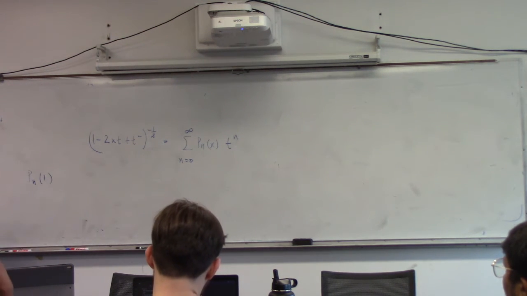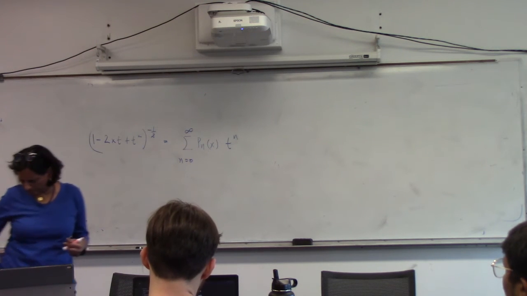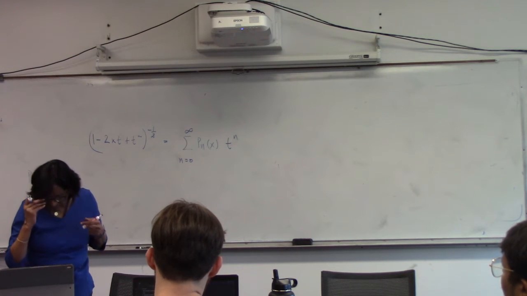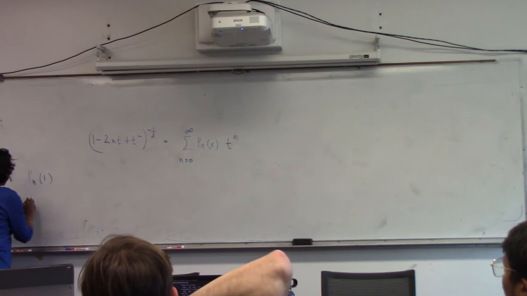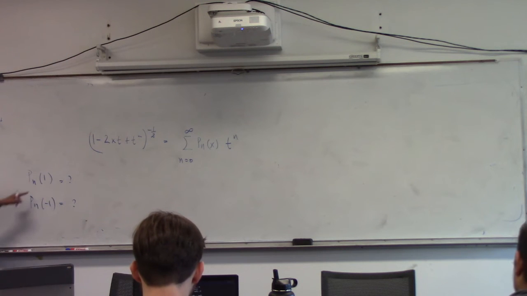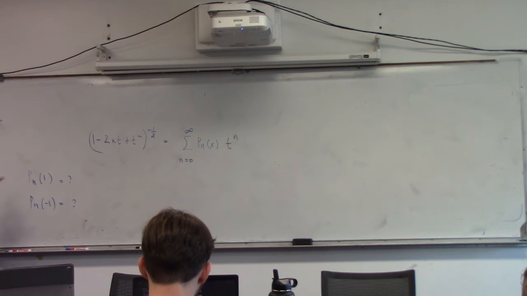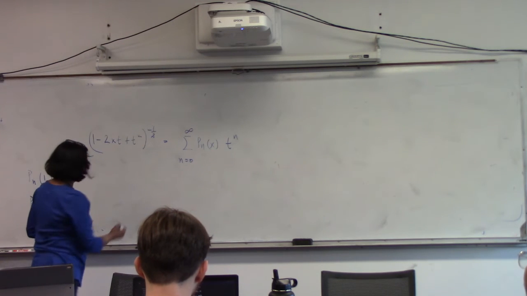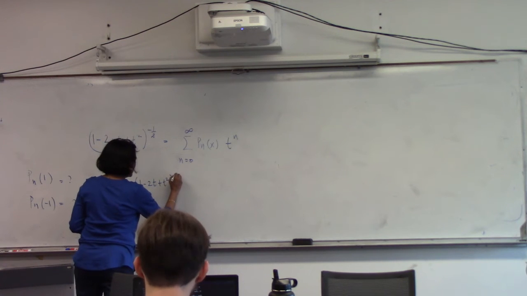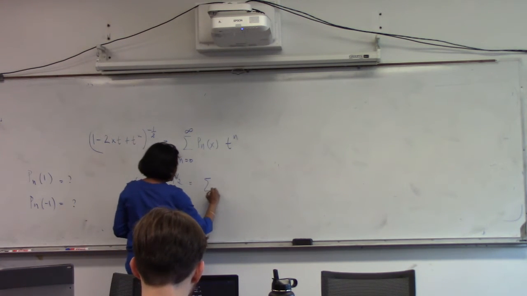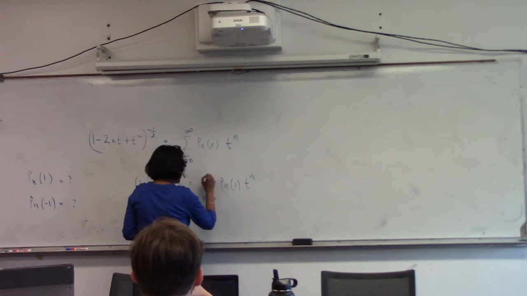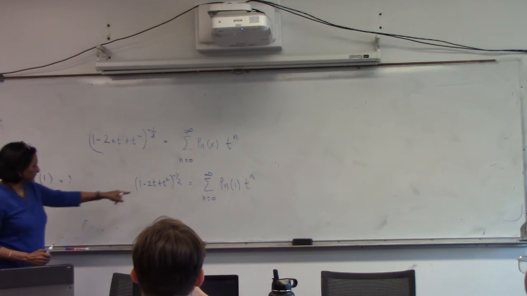Legendre polynomial for x equal to 1, for any n. So if you have to calculate Pn for x equal to 1, all you have to do is put x equal to 1 here and see what happens. So what do we have here? 1 minus 2t plus t squared to the negative half is the sum of P sub n at x equal to 1, times t to the power of n, n equal to 0 to infinity.